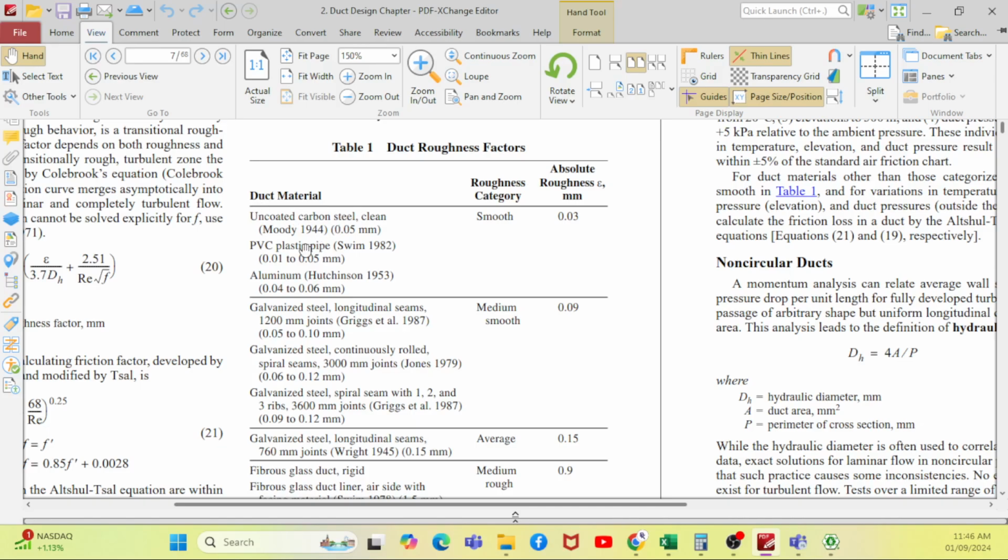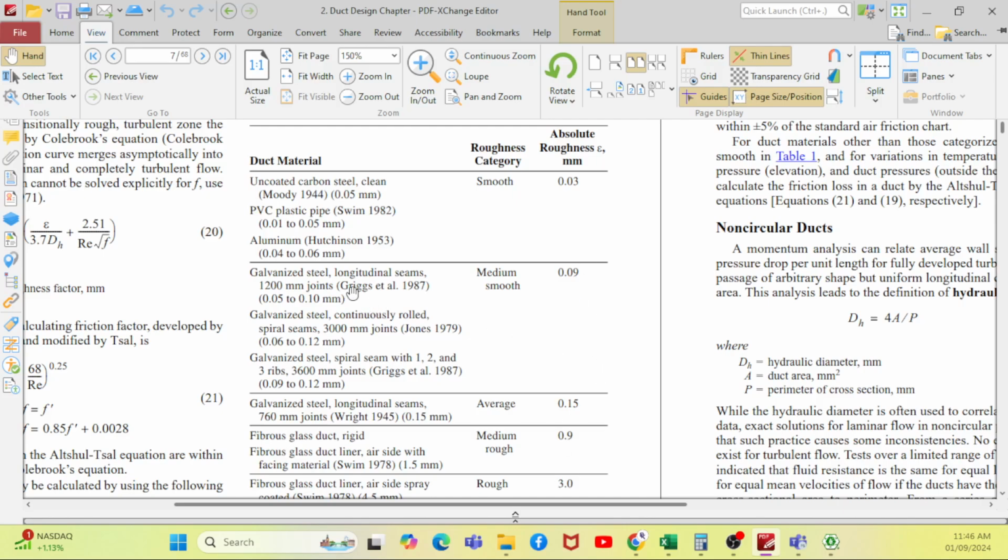You can see the duct material. You have different types of material, so this value will normally be used. If you go to smooth duct, this is the value. If you go to galvanized duct, this is the value. So you have different types of material.